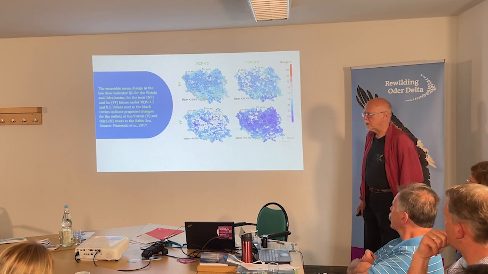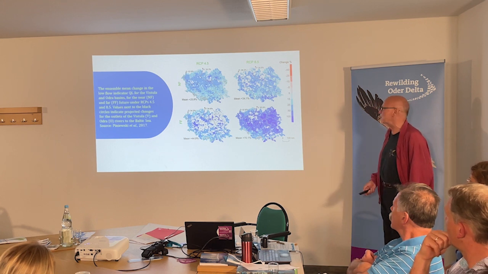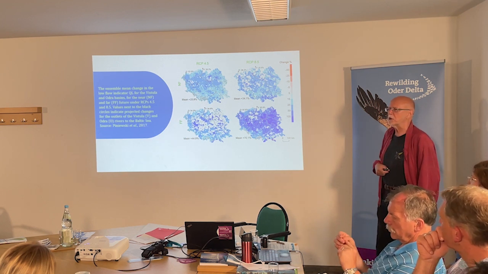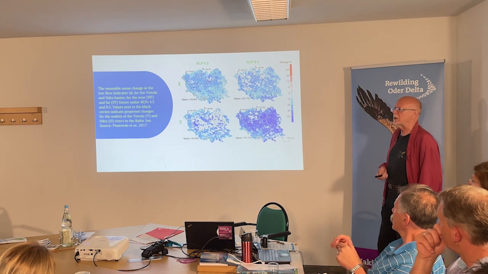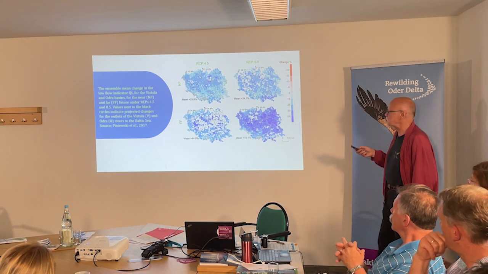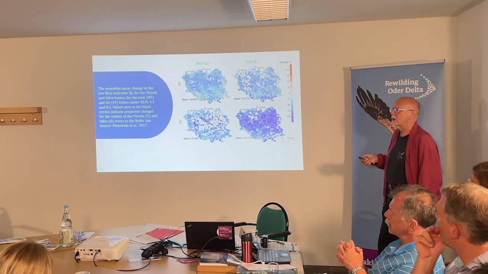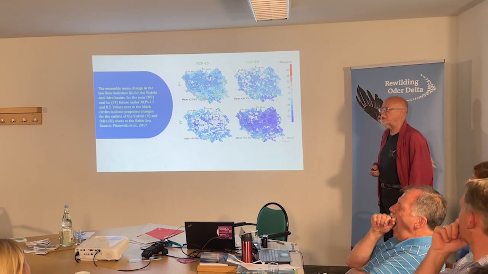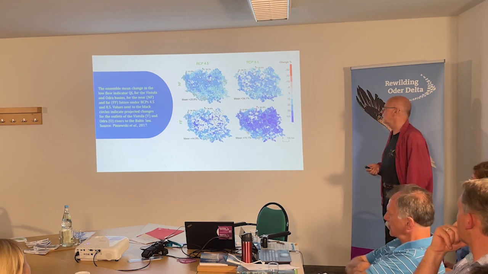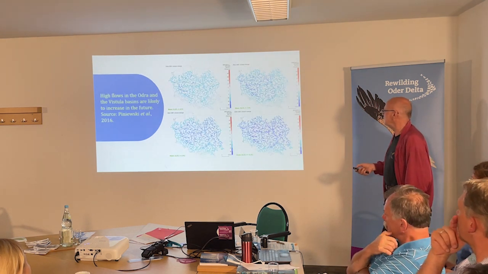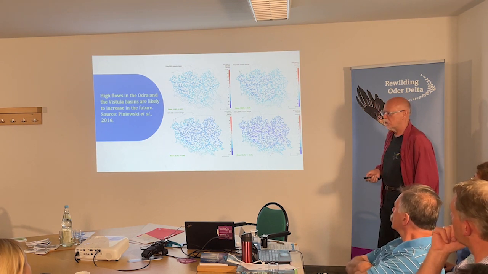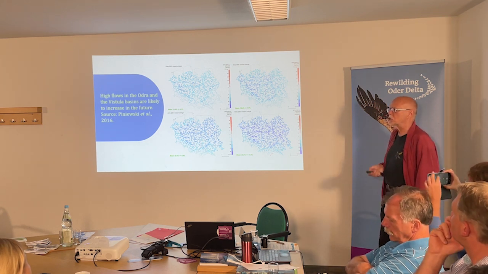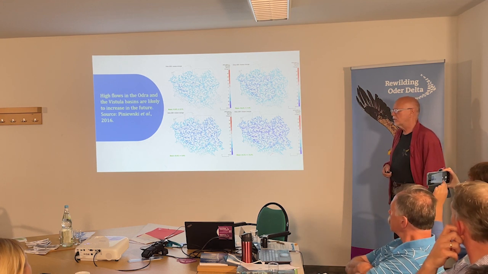Odra or Oder and Vistula are two main rivers in Poland. And we made a study about projections of a low flow indicator over the Odra and Vistula basins. This doesn't look too bad. So the QL, which is a discharge with the probability of being exceeded of at least 90%, is likely to increase. But also high flows are likely to increase. So this is not good news for people responsible for flood protection.